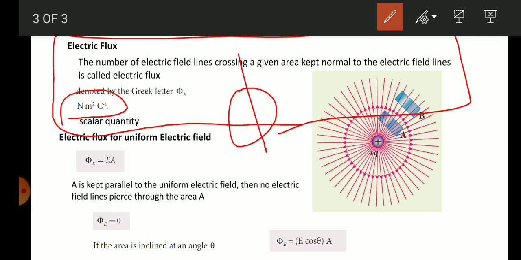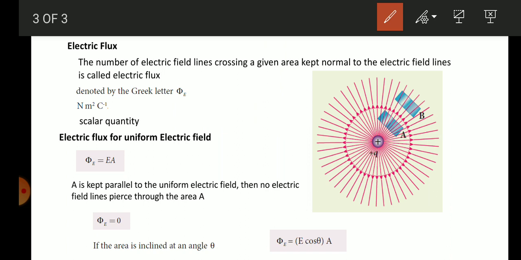Then what is the electric flux due to a uniform electric field and a non-uniform electric field? Both we can study. Electric flux for a uniform electric field will be phi equals electric field into area. Why do we consider area? If I increase the area, surely the number of electric lines passing through it will increase compared to the previous case. So the flux depends on the area and the electric field. So phi is nothing but E A.